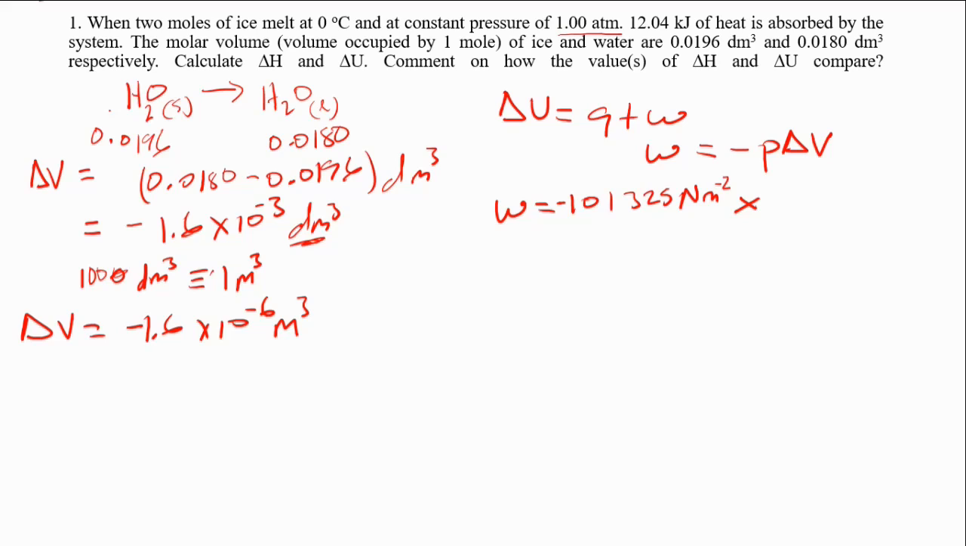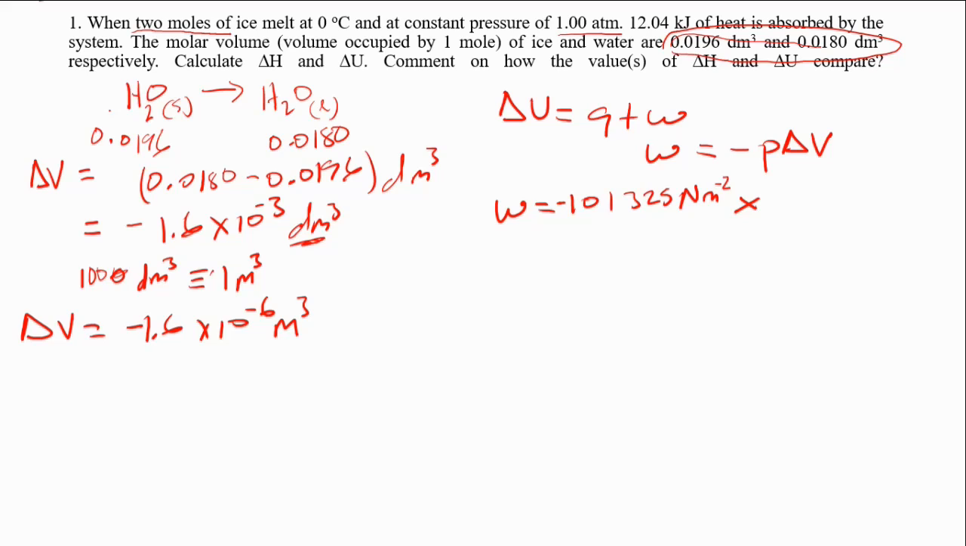However, there's something else that you must remember. Look at this. It says when 2 moles of ice melts. Now these volumes are molar volumes. These are volumes for the melting of 1 mole. This is the volume occupied by 1 mole. Okay, but we are not dealing with 1 mole. We are dealing with a volume change due to 2 moles. So we'll have to multiply this number by 2.